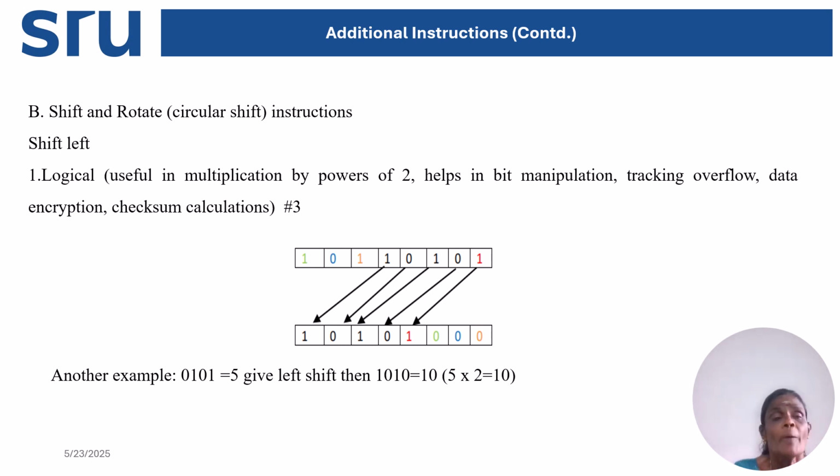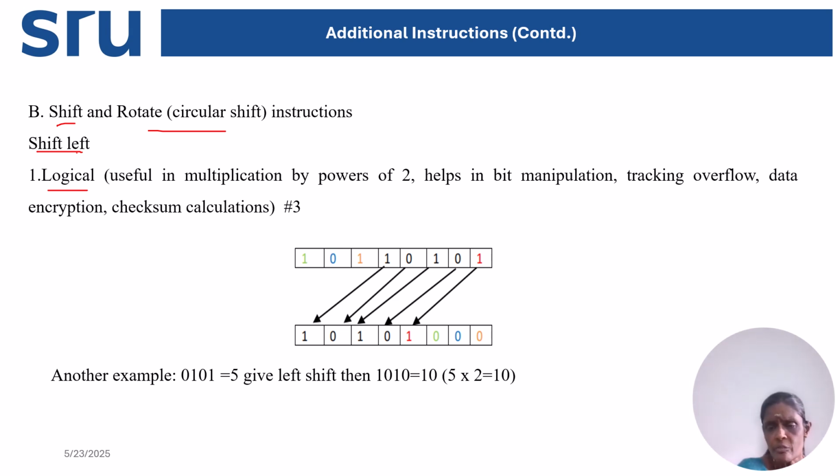The next one, other instructions: shift and rotate, circular shift. Rotation means circular shift, the other name given to rotation is circular shift. So it is an ordinary shift, and it is a rotational instruction. First one, shift left. Shift means you can shift left or you can shift right. Both are possible. And in this case, logical and arithmetic are also there. So first one, logical shift left.